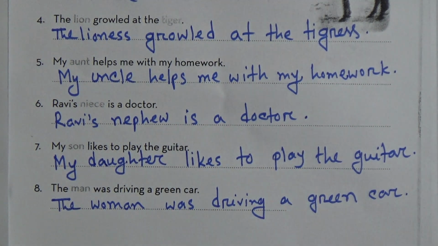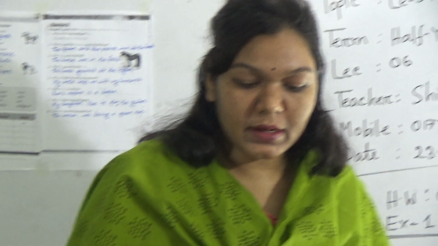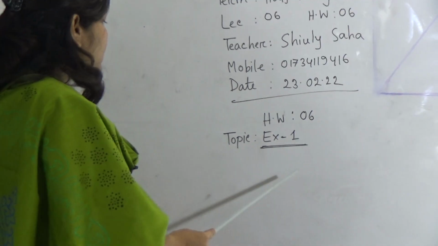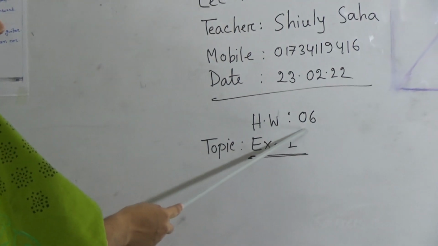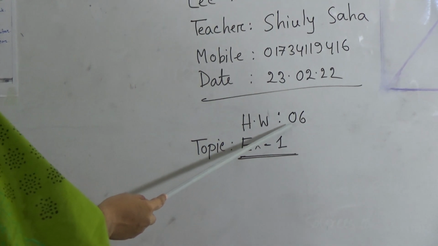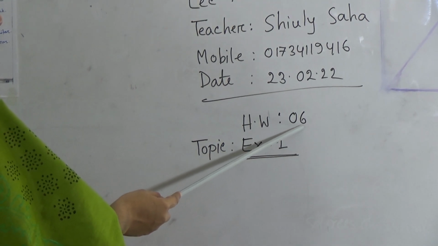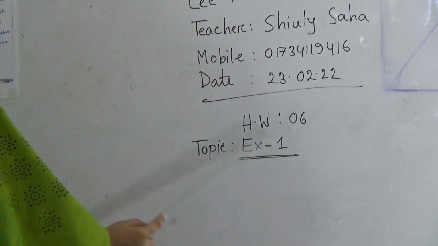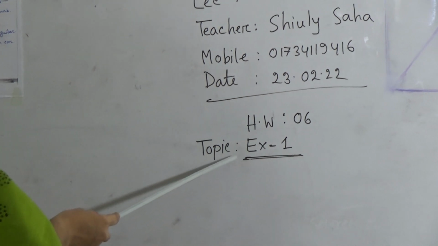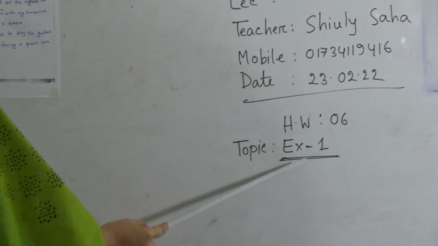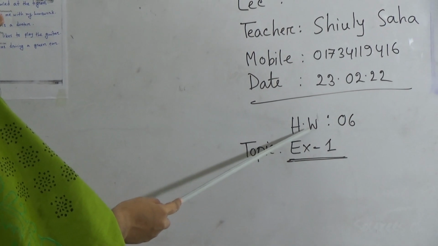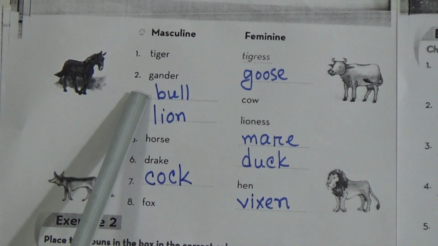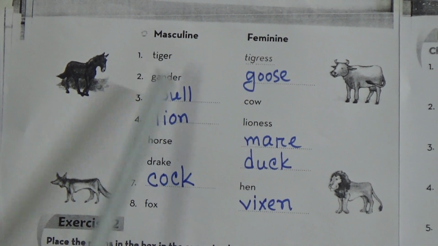So we have already completed it, and have a look at this topic. It is your SW number 6. Students, don't forget to mention your SW number at the top of your copy. Today's topic is exercise 1 only. So I am repeating it. Exercise 1 is your SW, SW number 6.